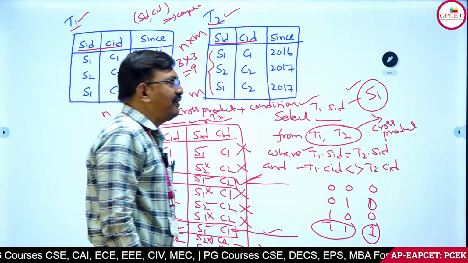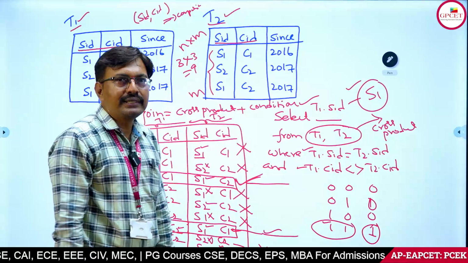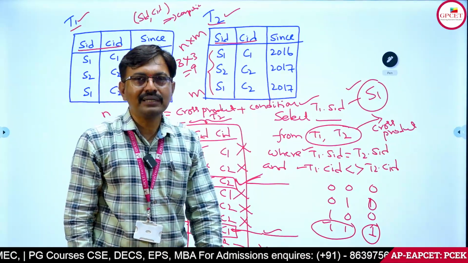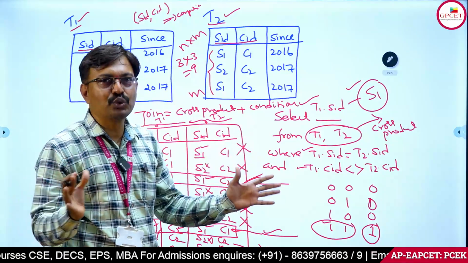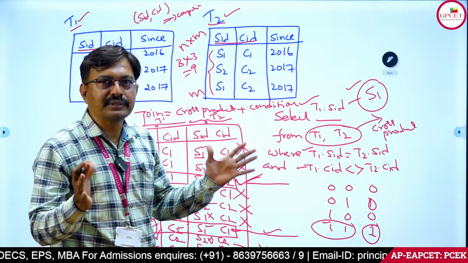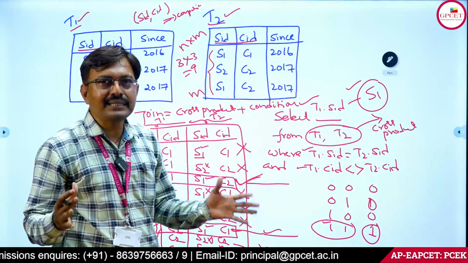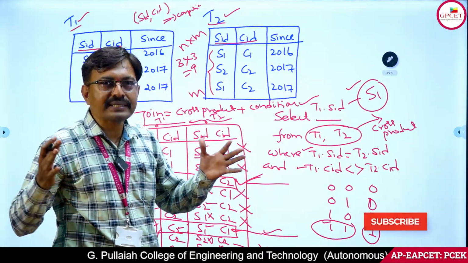This is a self-join. A self-join is a regular join. Joining a table with itself is nothing but a self-join. What is the actual join? Common columns with common values is nothing but a join operation. A join operation is equal to cross product plus condition.